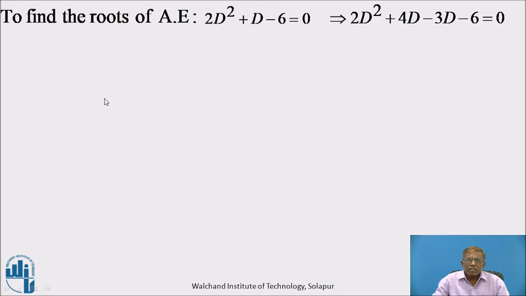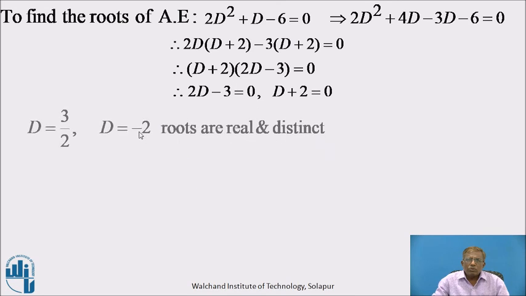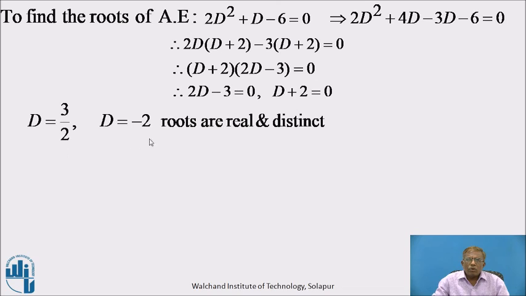Sum of 4 and minus 3 is plus D or plus 1D, and this I can write: 2D I will take common from the first two terms, in bracket D plus 2, then minus 3 is common from the last two terms, in bracket D plus 2, which is equal to 0. Then D plus 2 is common, in bracket 2D minus 3, which is equal to 0. 2D minus 3 equal to 0, D plus 2 equal to 0, which gives D equal to 3 by 2 and D equal to minus 2. These are the two roots which are real and distinct.